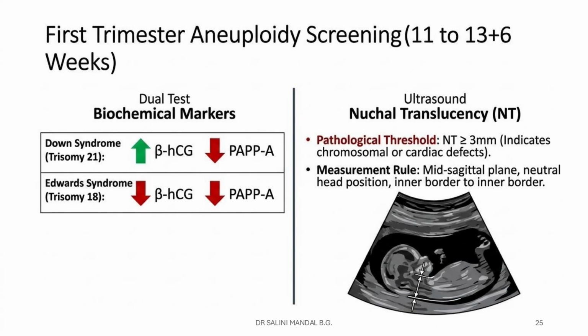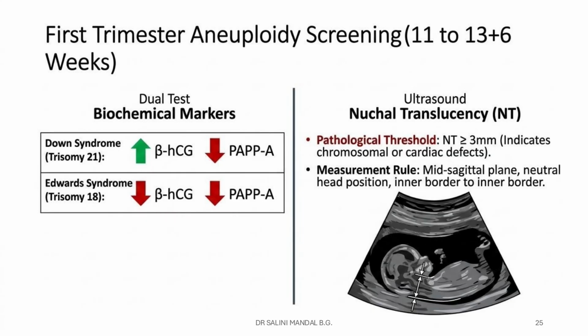So talking about the first trimester screening, dual test or biomarkers, Down syndrome and Edwards syndrome are the ones which you're going to find out. Okay, so in case of Down syndrome, remember HCG will be more, but the pregnancy associated plasma protein A is going to be decreased. Whereas in Edwards, both HCG and pregnancy associated plasma protein A will be decreased. So over here, HCG is more in case of Down syndrome, whereas in Edwards, both are reduced.